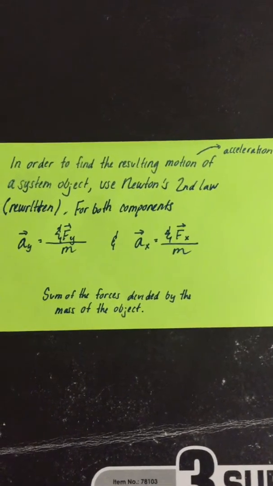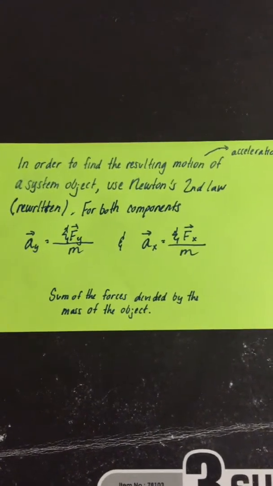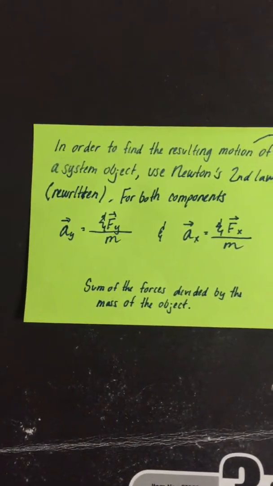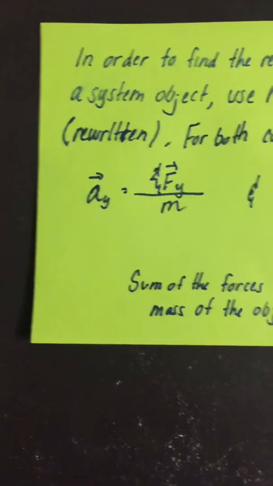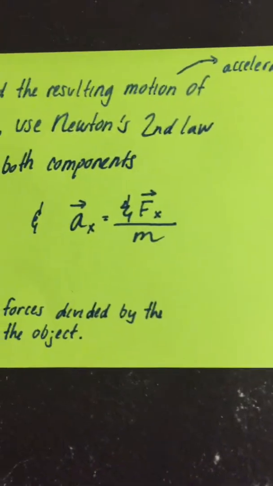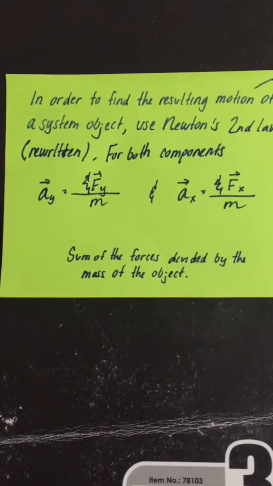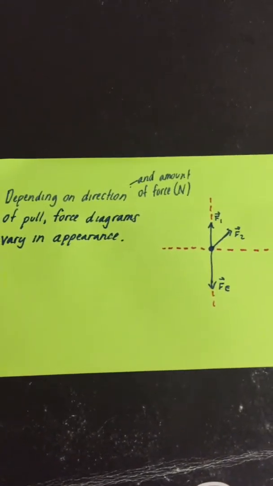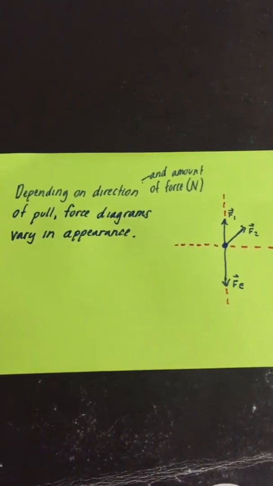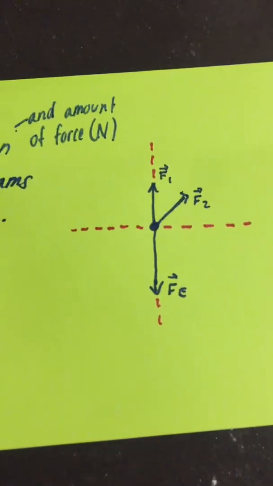In order to find the resulting motion or acceleration of a system object, we use Newton's second law, which is rewritten in scalar form for both components, acceleration ay and acceleration ax. You find acceleration by dividing the sum of the forces by the mass of the object. Depending on the direction and the amount of force of a pull, force diagrams can vary in appearance. Some can look like this.